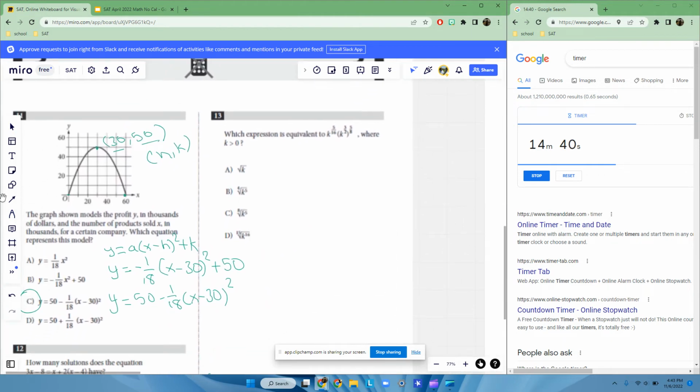Okay, moving on. This is a really easy problem, and I'll show you how to solve it. Which expression is equivalent to k raised to 15 over 16 times k raised to 3 over 2 times 5 over 8? So now we have k to the 5 over 16, let me just rewrite it out, k raised to 3 over 2 and 5 over 8.